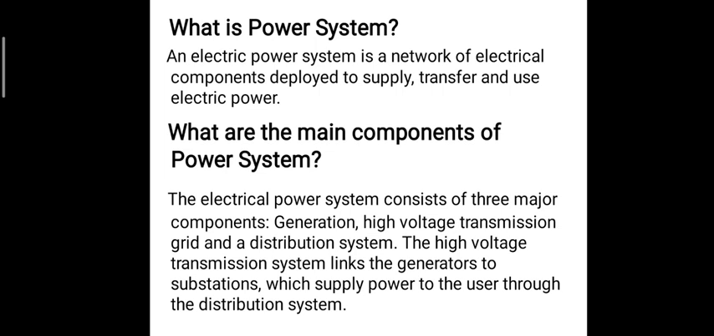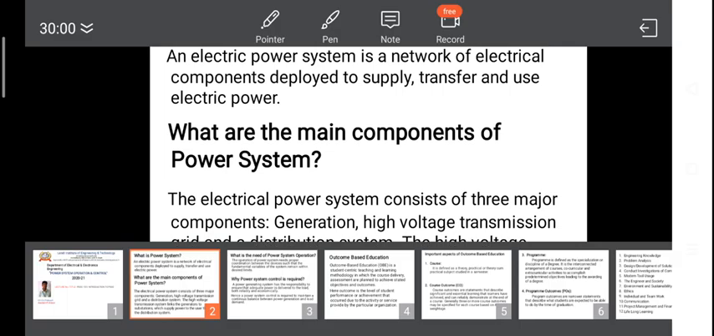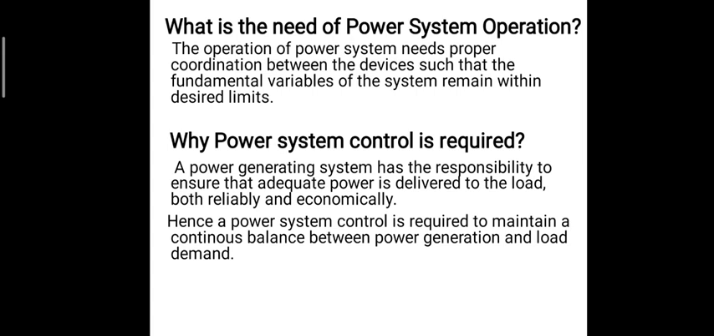Then what is power system operation and control? You are generating, transmitting, distributing. But what is the need of power system operation, and why is power system control required? We can discuss this operation and control in this subject. So what is the need of power system operation? The operation of a power system needs proper coordination between the devices such that the fundamental variables of the system remain within desired limits.